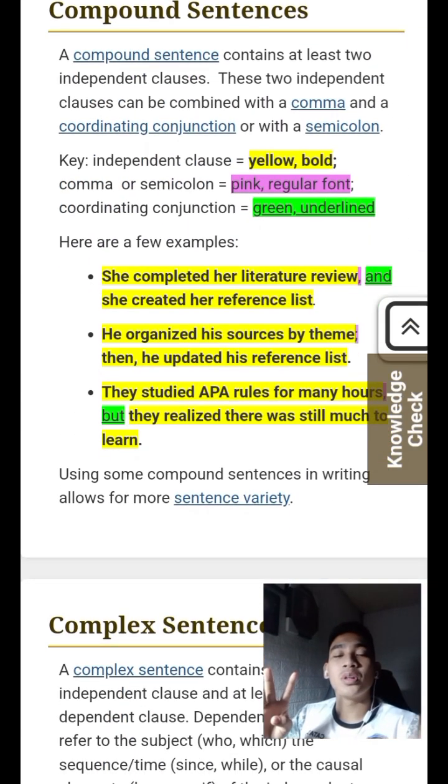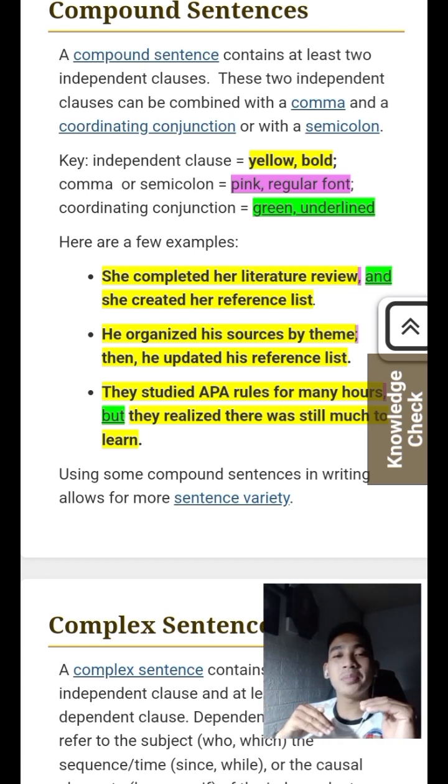Next, let's proceed with compound sentences. A compound sentence contains at least two independent clauses. These two independent clauses can be combined with a comma and a coordinating conjunction or with a semicolon. If this is now the key, if it is yellow highlighted and bold, that's the independent clause. Now, comma or semicolon, that's the pink and regular font, and coordinating conjunction, it's green highlighted and underlined.